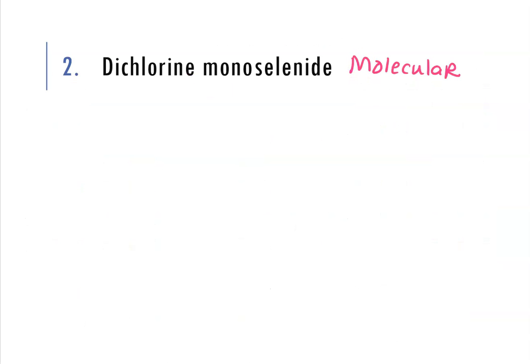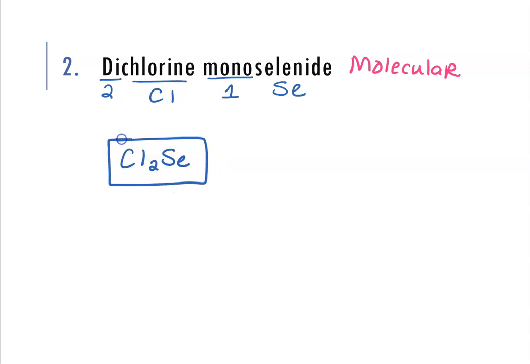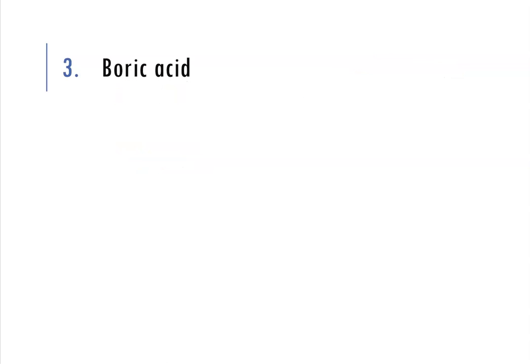All right, so that means that I look at my prefixes for the subscript and then just the elements for the elements. So di is 2, chlorine is Cl, mono is 1, and then selenide is selenium, which is Se. So this is just Cl2Se. Whenever you have 1, you don't have to put the 1 there, but you can if you want to. So it's just Cl2Se.